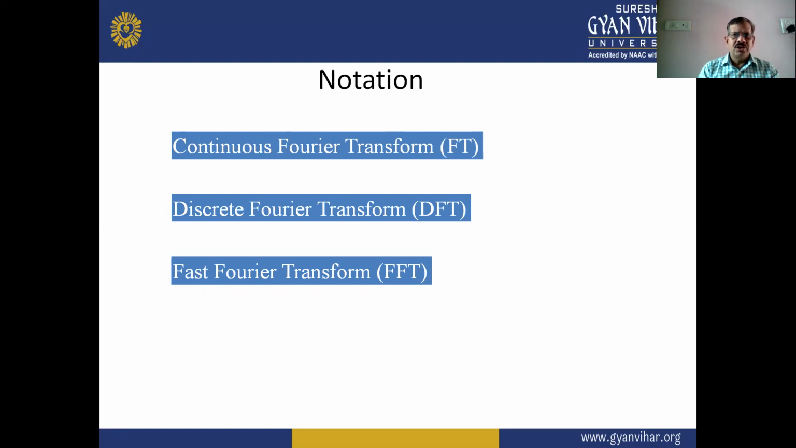So there are some notations for the different Fourier transforms. First one is the continuous Fourier transform FT, second one is the discrete Fourier transform DFT, and third one is the fast Fourier transform FFT. So there are a total of three Fourier transforms: Fourier transform FT, discrete Fourier transform DFT, and fast Fourier transform FFT.